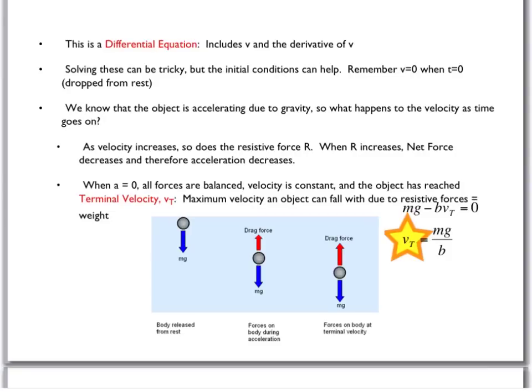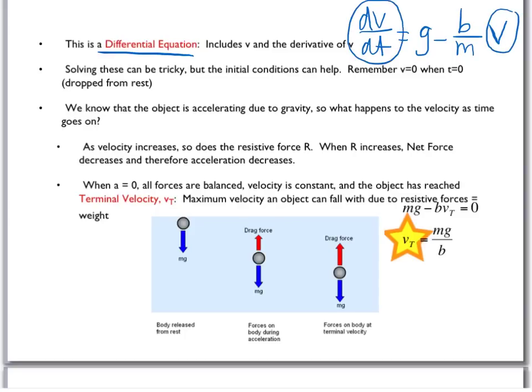That particular equation is what we call a differential equation. It includes both the value v and the derivative of v. So if we were to write that one more time on this slide here, the equation looks like this: dv/dt equals g minus b over m times v. So that's what we mean by differential equation. It's an equation that has a variable, and it also has the derivative of that exact same variable in the same equation. Solving differential equations can be very tricky, but initial conditions can help.